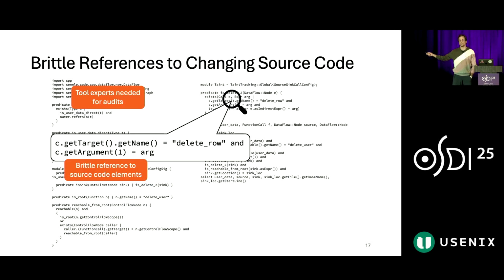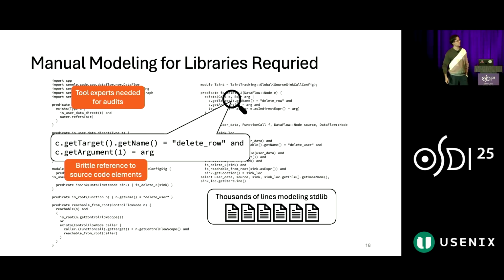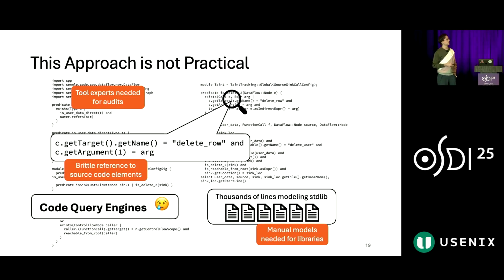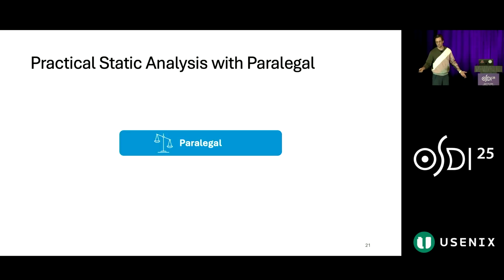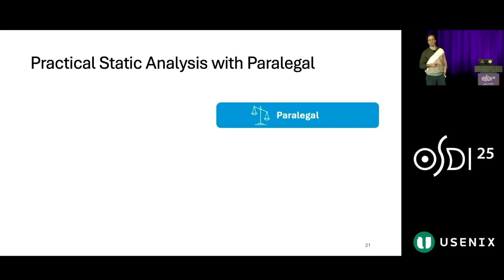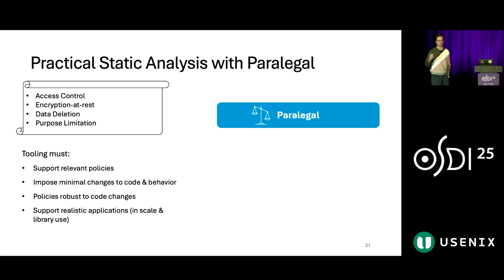And lastly, what this code doesn't even show you is that this only works because the CodeQL people wrote thousands of lines of modeling code for the standard library so that they can even check that, because otherwise it's too difficult to analyze. Now, this is not a practical approach, and developers really need better tools that address these particular shortcomings. So we created a tool called Paralegal that helps developers find privacy bugs in their code bases and really tries hard to be practical.